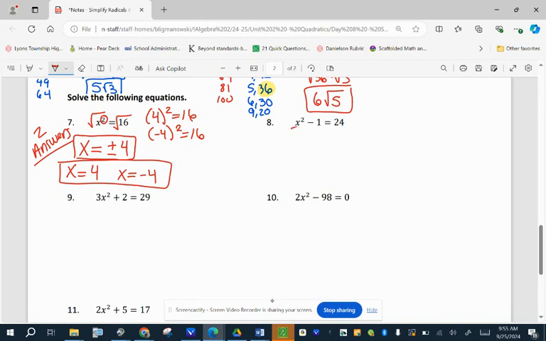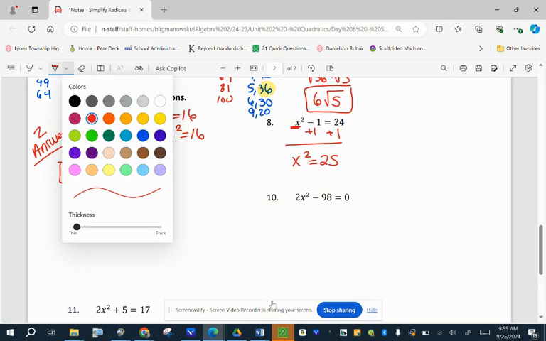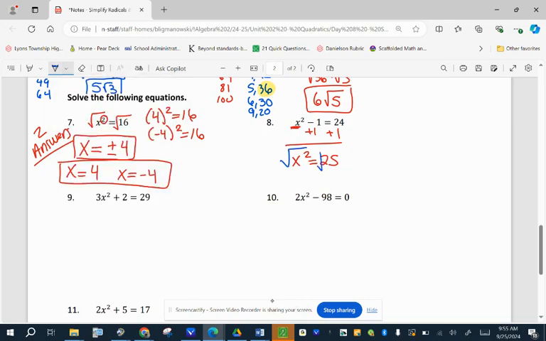So in 8, I need to get the x squared alone, so I'm going to add 1. Then I want to get rid of the squared, so I'm going to take the square root of both sides. And x is going to equal positive and negative 5, because that is what the square root of 25 would give me.